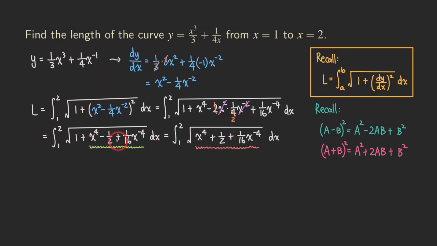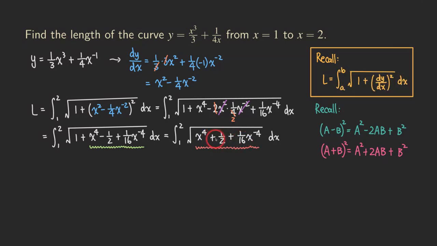And remember that this green expression right here comes from (x squared minus 1 over 4x to the negative 2) quantity squared. So if those two are equivalent, then we can say that this can also be factored into this form. Now, it's not the minus sign between anymore, it would be the plus sign in there. Is that okay? So now we can factor this.